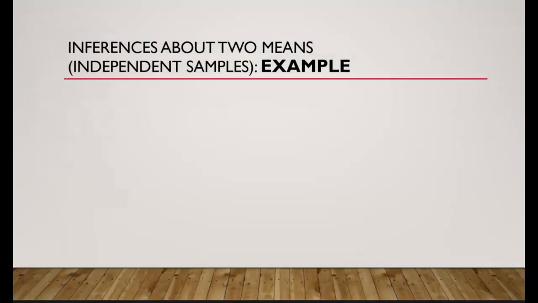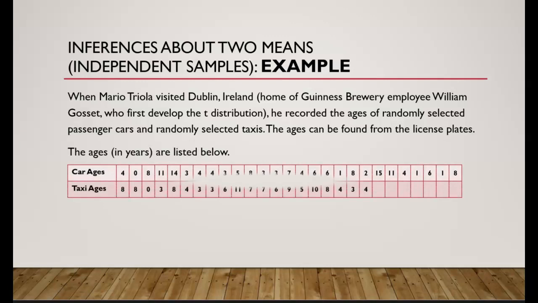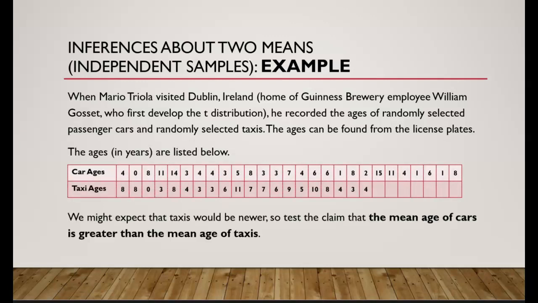Luckily for us, we have technology to help us perform complicated statistical calculations. We'll use StatCrunch for the following example. When Maria Triola visited Dublin, Ireland, home of Guinness Brewery employee William Gosset, who, by the way, first developed the t-distribution, she recorded the ages of randomly selected passenger cars and randomly selected taxis. The ages can be found from the license plates. The ages in years are listed below. We might expect that taxis would be newer. So let's test the claim that the mean age of cars is greater than the mean age of taxis.